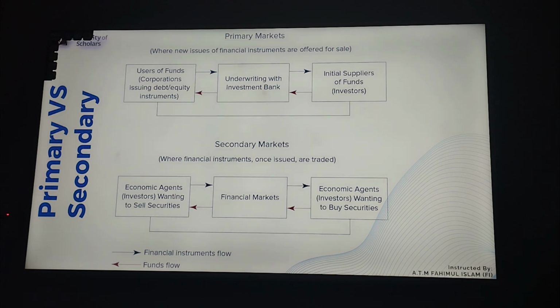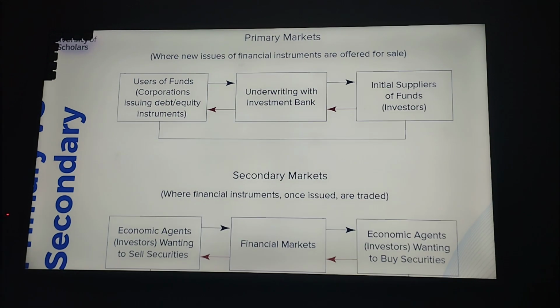So here we can see another diagram. We are using diagrams because diagrams are very easy to understand rather than two or three pages of writing. One diagram can explain much more than a one-page paragraph. So let's see about the primary markets. The subheading mentions that primary markets are the markets where new issues of financial instruments are offered for sale.